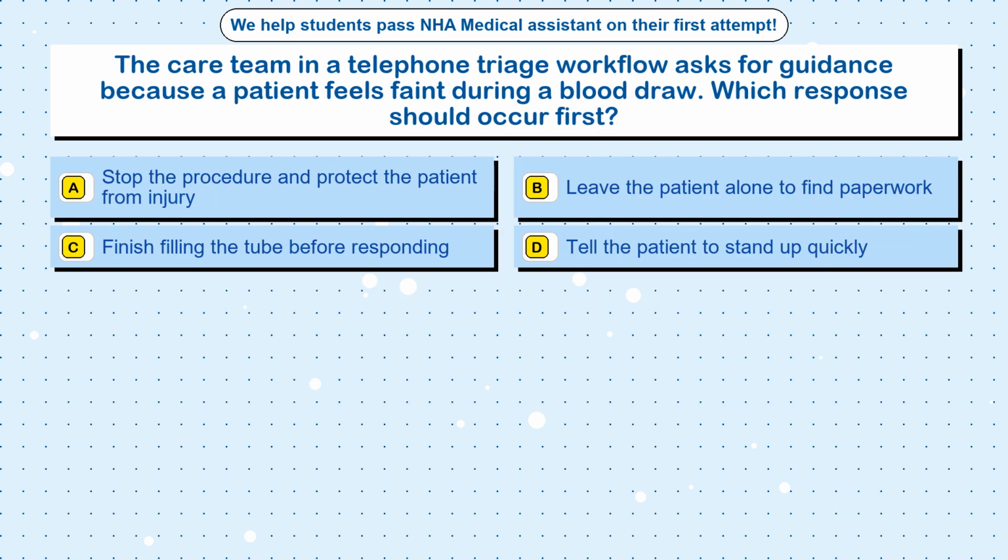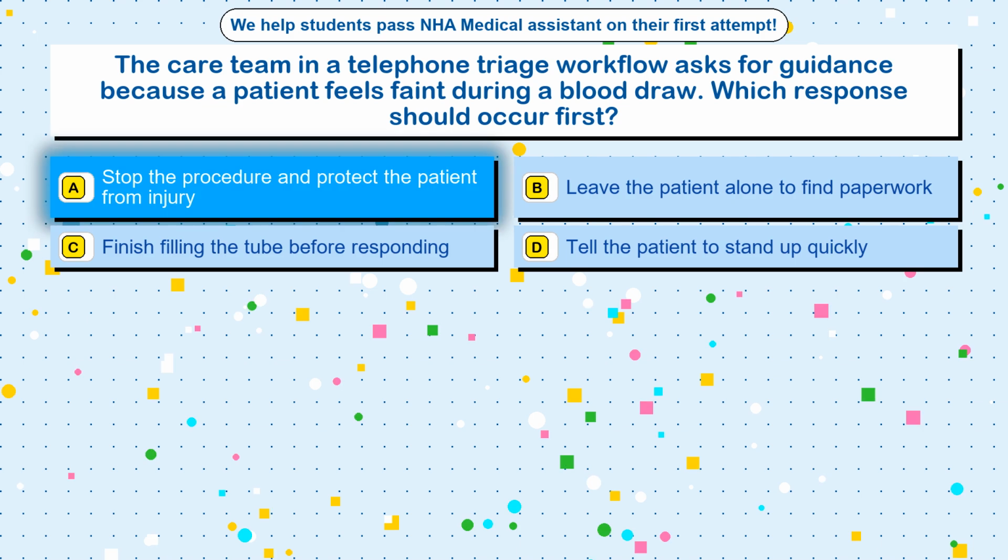Question 63. The care team in a telephone triage workflow asks for guidance because a patient feels faint during a blood draw. Which response should occur first? Option A, stop the procedure and protect the patient from injury. Option B, leave the patient alone to find paperwork. Option C, finish filling the tube before responding. Option D, tell the patient to stand up quickly. The correct answer is option A, stop the procedure and protect the patient from injury.